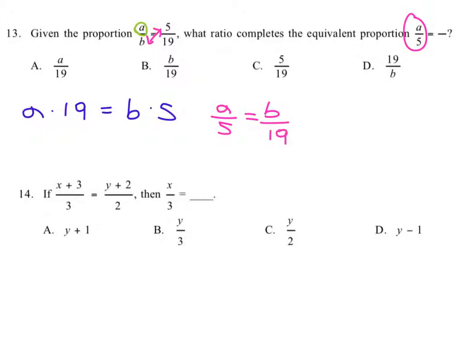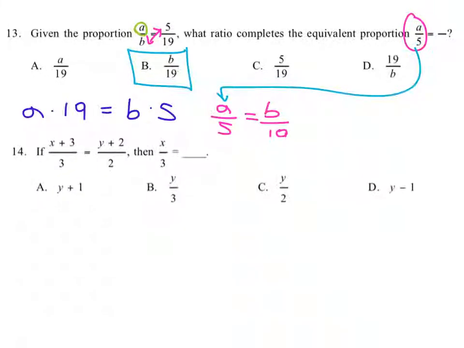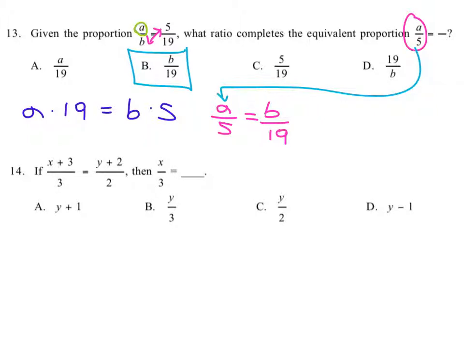And what they're asking is A over 5 equals what? And we see that it equals B over 19. That's B. This one takes a little bit more to explain, so let's take a minute to explain this. I'll move this up here, and actually I'm going to draw a line just to give us some space to work.